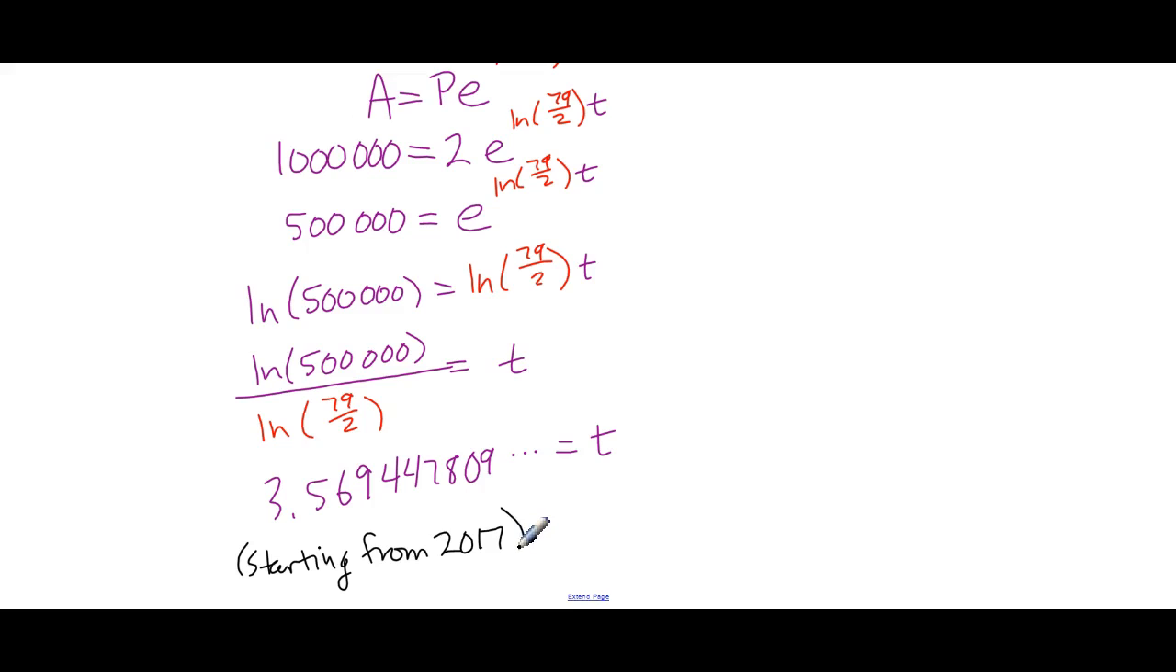So if it's a length of time of a little more than 3.5 years, starting from 2017, rounding to the nearest year, that's going to be in the year 2021. Notice, that's not that far away. That's only about 4 years away to get 1 million rabbits.